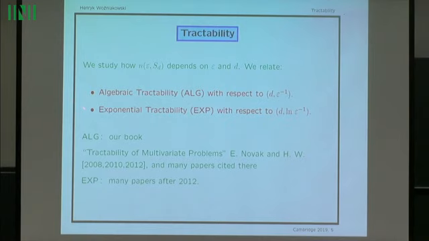And in our book with Erich Nowak, a 3-volume book, 2008, 2010, 2012, at that time really only algebraic complexity has been studied. So you can find many results about algebraic complexity and also many papers written about it. I don't know if Erich would agree with me, but at least 100 papers. And after the book was finished, we switched to exponential complexity, and again today we have many but not so many papers as for algebraic complexity where the exponential complexity is studied.